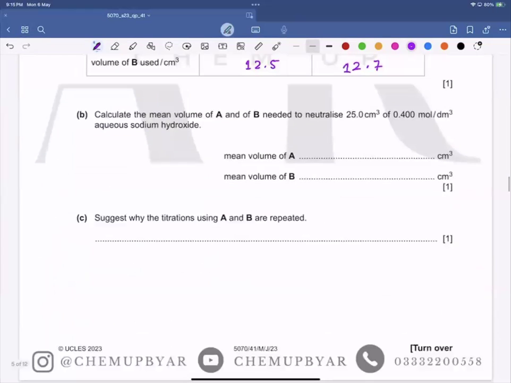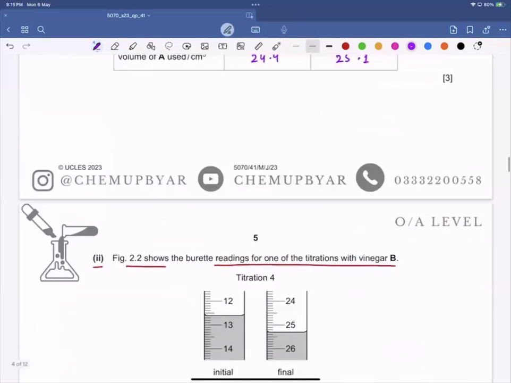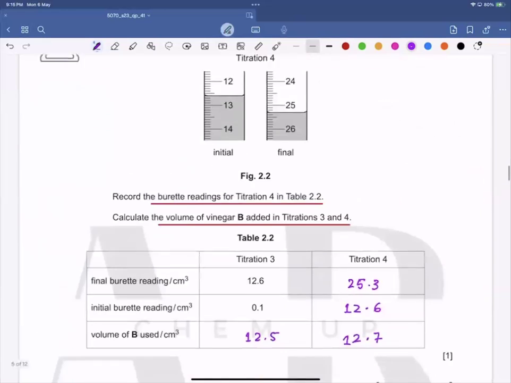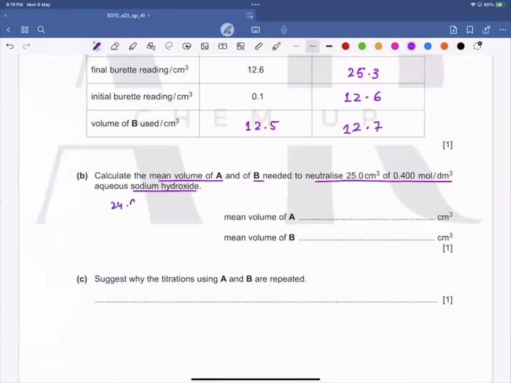Okay. Now B. Calculate the mean volume of A and B needed to neutralize 25 centimeter cube of 0.4 mole per dm cube sodium hydroxide. So the mean volume of A is 25.1 and 24.9. So for A, 24.9 plus 25.1 divided by 2 will give you 25.0, right? Mean volume of B, 12.5 plus 12.7 divided by 2 gives you 12.6. So here, 12.6.